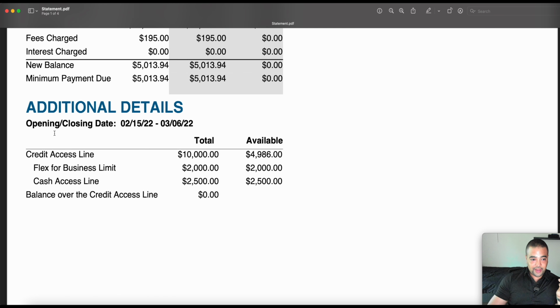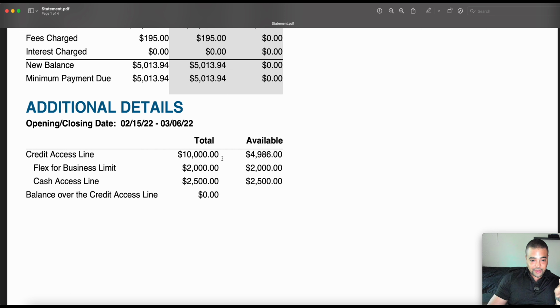So additional details, account opening and closing date, so February 15th through March 6th. So you always get that grace period, like a 3-week grace period to make your payment. That's why it was due on March 28th and not immediately. So again, we talked about the credit limit, credit access line, $10,000. I have this much, $4,900, available because I have this outstanding payment here. We have a flex for business limit of $2,000. $2,000 is available to us.